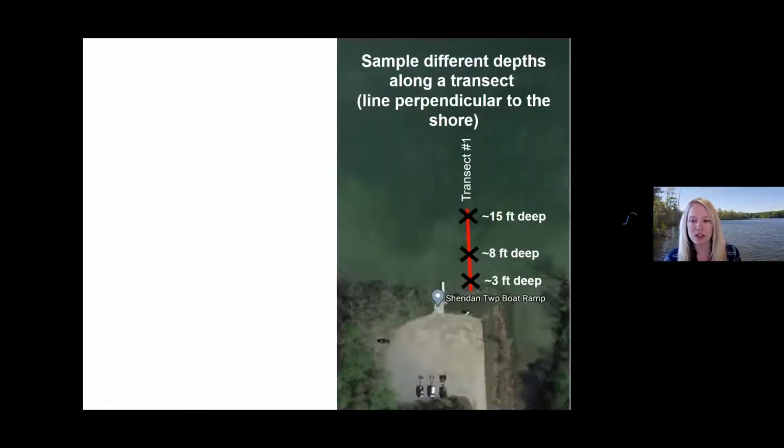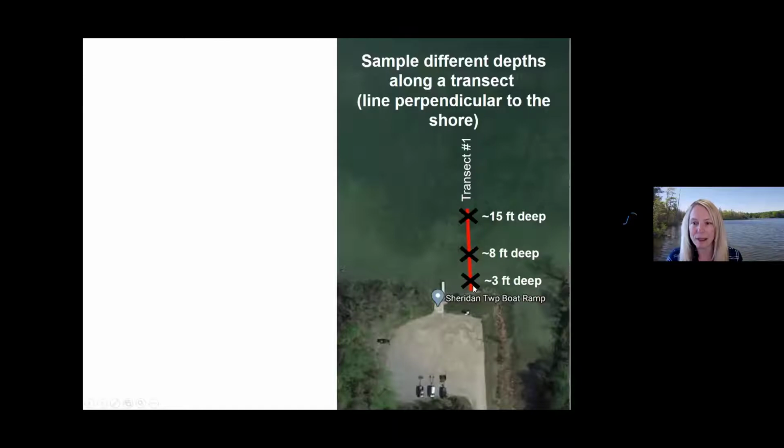Now, how do you actually sample? Here's an example of what we call a transect. And we encourage you to sample along a transect, which is an imaginary line perpendicular to shore. So this is an overhead image showing you a boat ramp. You see some cars parked there. And then there's this imaginary red line perpendicular to shore, and you sample at a few different depths.